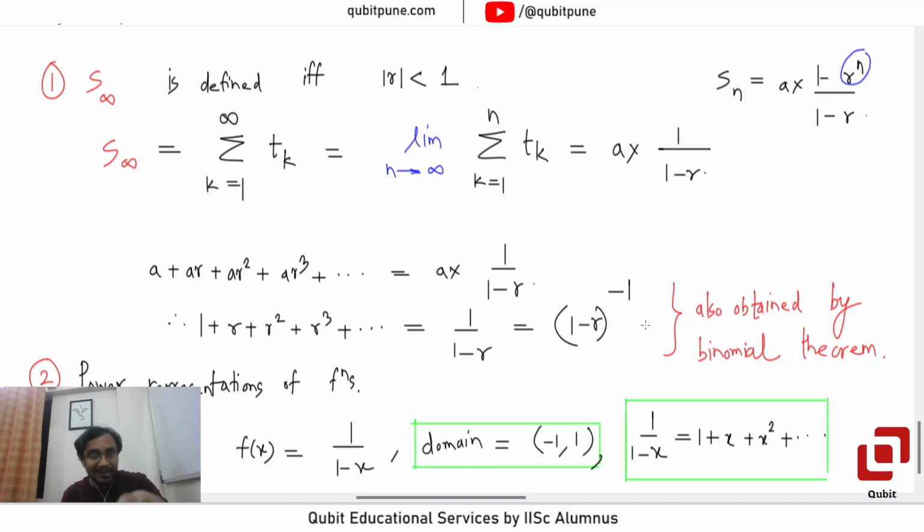The domain. And why has that come? That has come because of this formula for Sn for GP, that the r to the n term's contribution to the sum continues to vanish. So we say in the limiting case it becomes 0. Okay, that's the first thing.